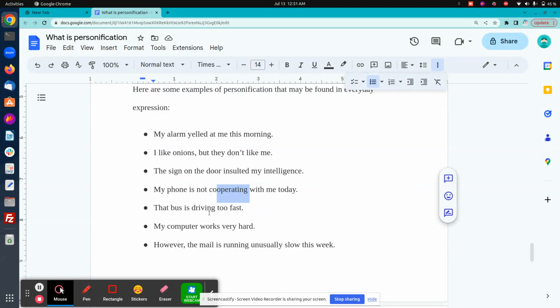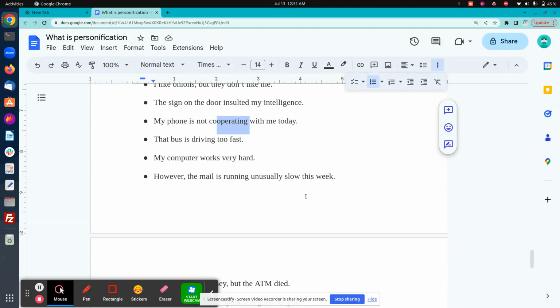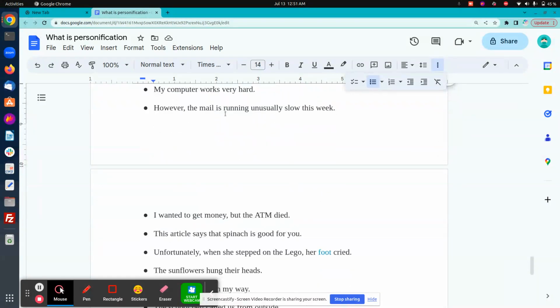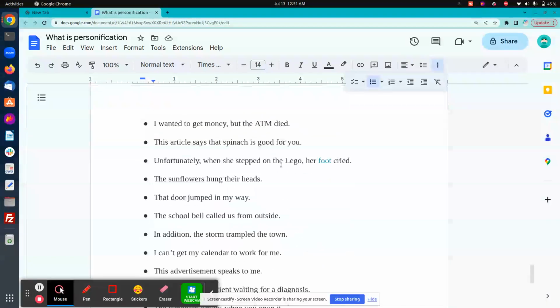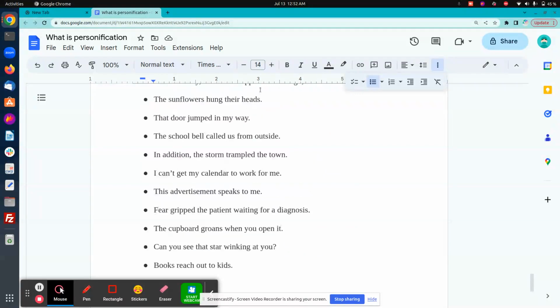The bus is driving too fast. My computer works very hard. See, works again. However, the mail is running unusually slow this week. See, running is again the human trait. So there are a few more examples that you can just read and highlight, or write below it what the writer is trying to convey by writing this sentence. So highlight the personification or whatever other literary device you detect in the sentences.